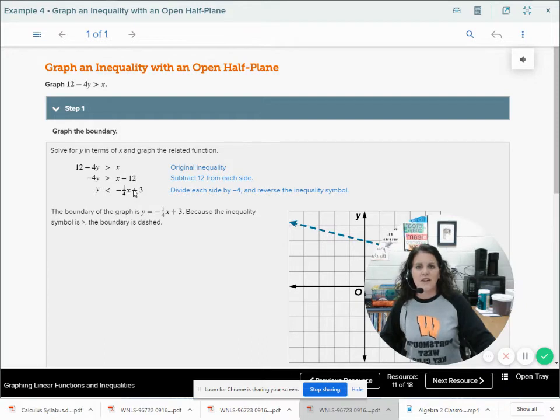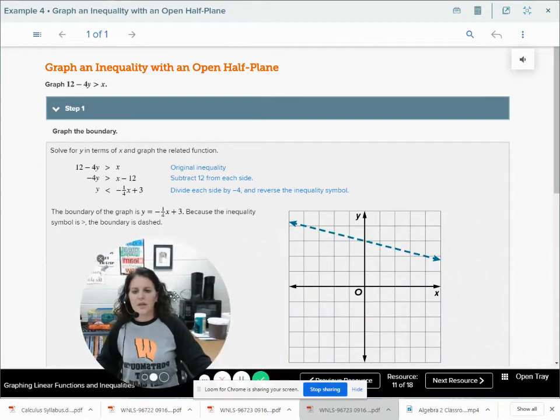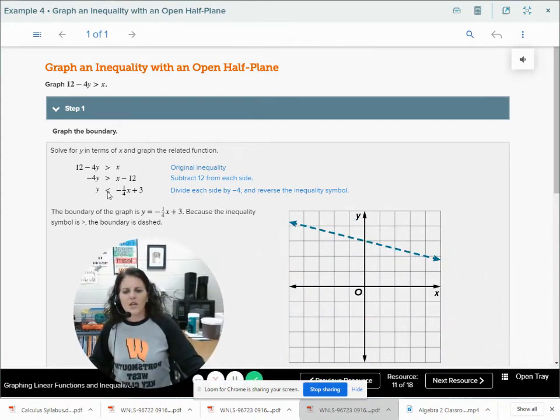So now we can graph this line. Starting at a +3 on the y-axis, then my slope tells me go down 1 to the right 4. That gives me a downward motion, so my slope's going to be negative. Okay, now, why use a dashed line? Hopefully you're getting this here. It's less than. It's not the points on the line. It's everything less than the points on the line.